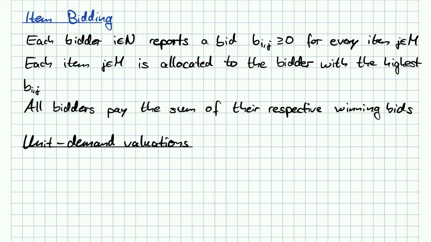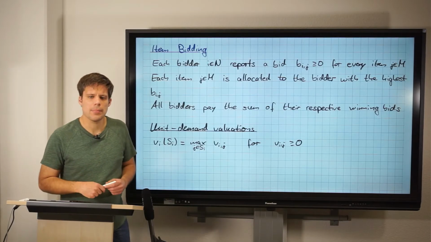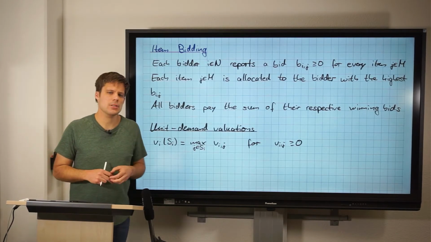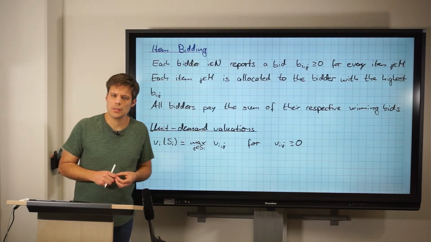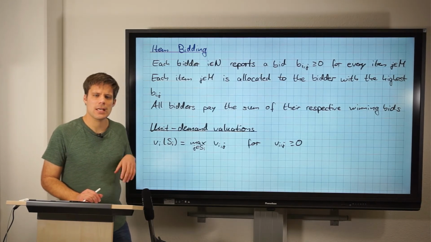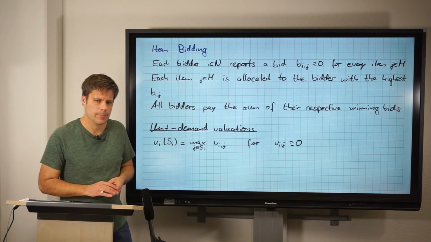We'll have unit demand valuations, which means that Vi of Si is the maximum over all j in Si of Vij, for Vij being just non-negative numbers. For example, all these Vij might be equal to 1. Then you don't care which item you're getting. You always have a value of 1 when you get at least one item. But even if you get 10 items, your value will still be 1.